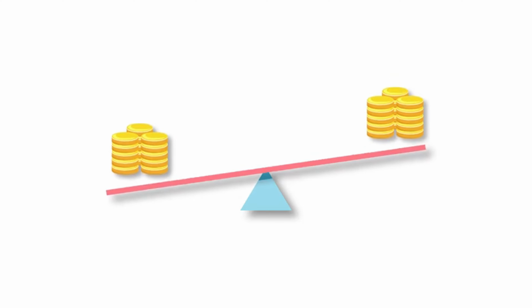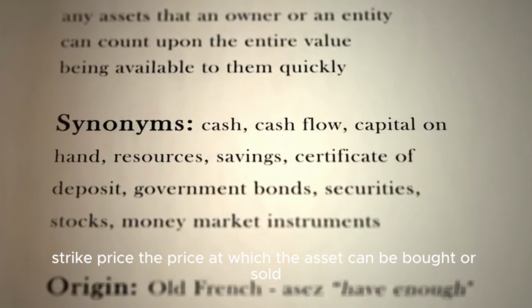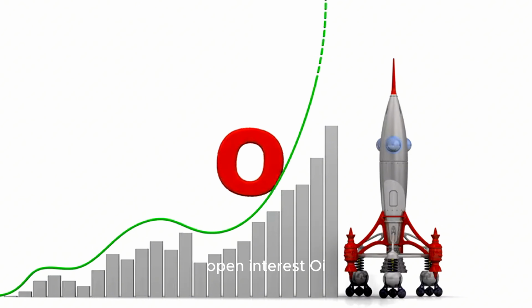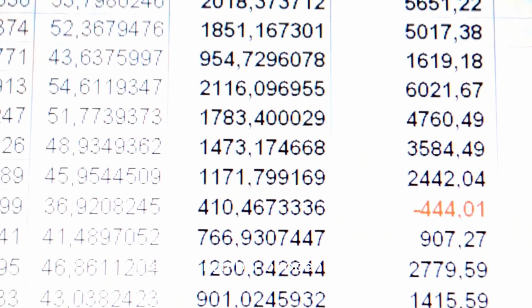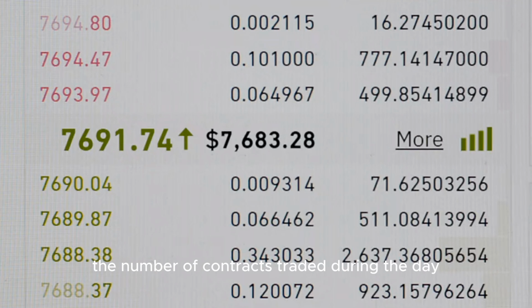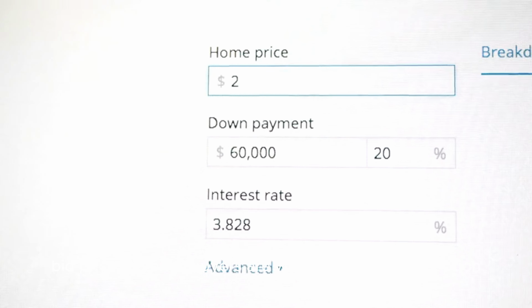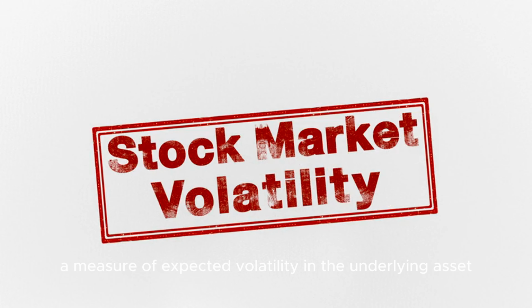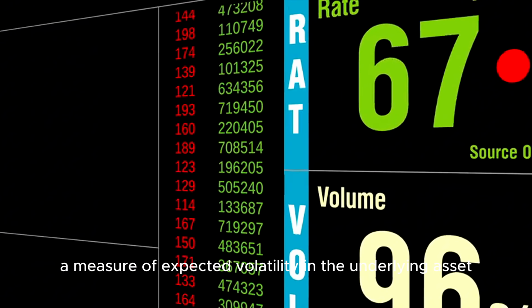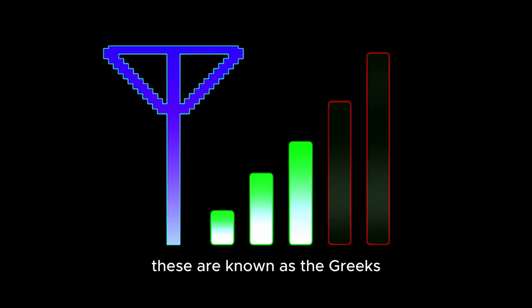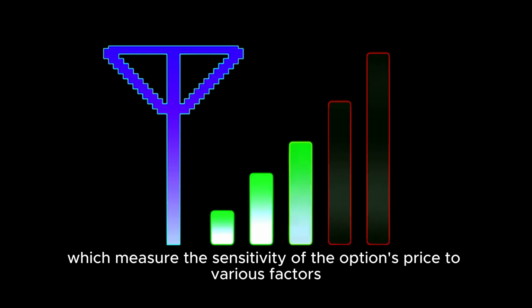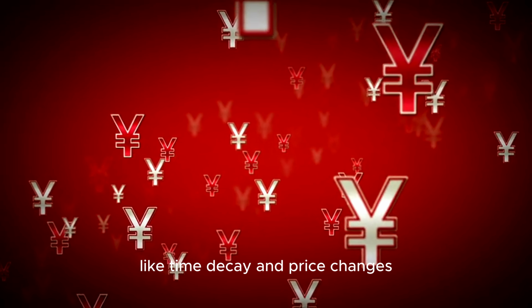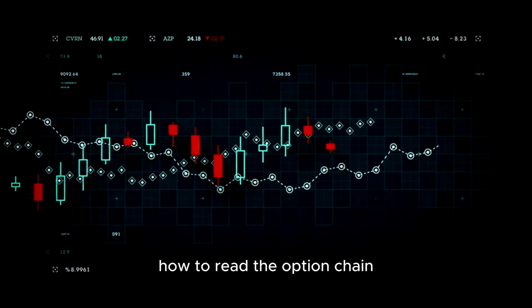Key columns in an option chain: strike price, the price at which the asset can be bought or sold; open interest OI, the total number of open contracts, both calls and puts; volume, the number of contracts traded during the day; bid price, the price buyers are willing to pay for the option; ask price, the price sellers are asking for the option; implied volatility IV, a measure of expected volatility in the underlying asset; delta, gamma, theta, vega, these are known as the Greeks, which measure the sensitivity of the option's price to various factors like time decay and price changes.